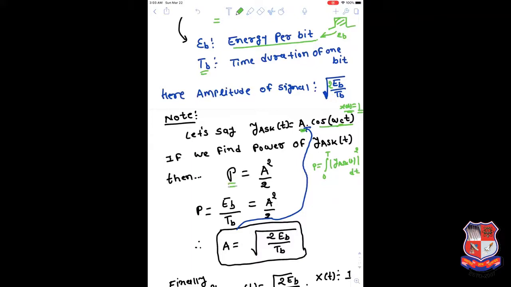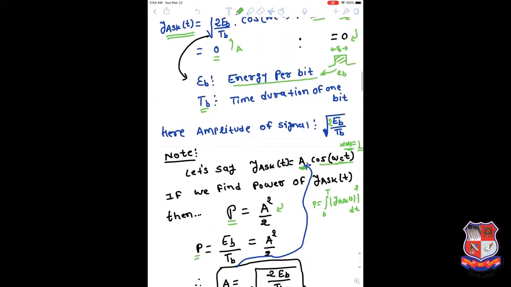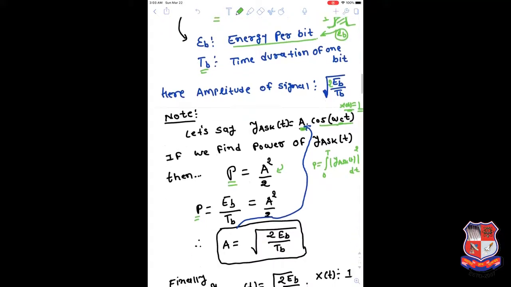So power here is directly proportional to the amplitude square divided by 2. But the power can also be represented as energy per second, so that is the energy for some duration of signal divided by the time period of the signal. We have already discussed, if there is a pulse which represents a 1, and the energy of this pulse is EB and the time duration of this pulse is TB, then the ratio of EB by TB will give us the value of power.